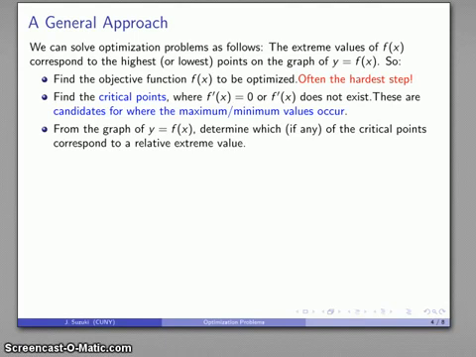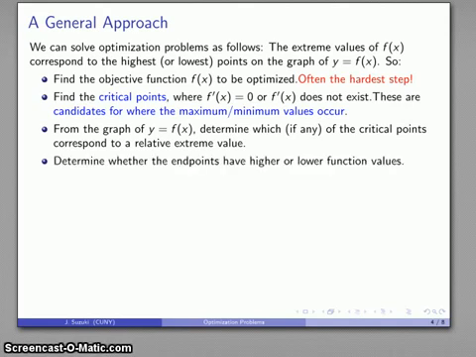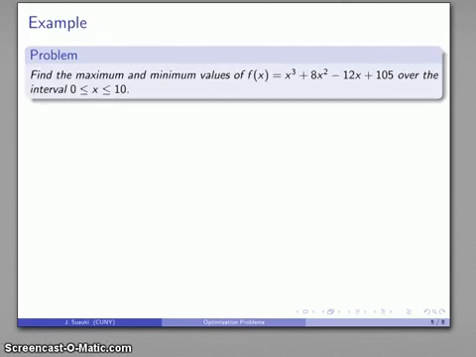We can use this information to find the graph of y equals f of x and determine which of the critical points correspond to a relative extreme value. And then we may have endpoints, and we might want to determine whether the endpoints have higher or lower function values than our relative extremes. So let's take a simple example.